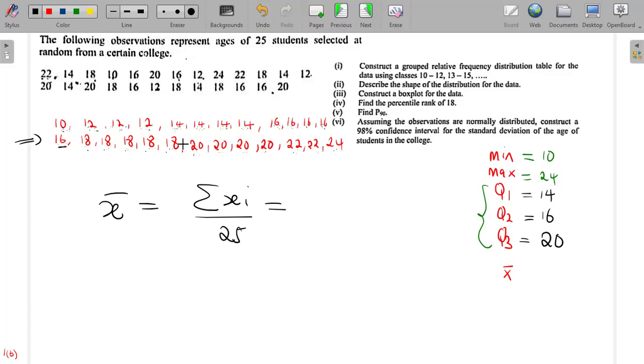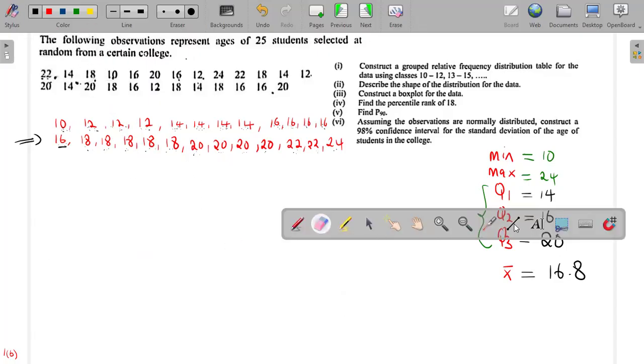Okay, and then I'm going to divide that by 25. So I find 420. Please confirm with your calculator. Then I divide by 25. I'm going to find 16.8. So this here is 16.8. That is my mean. Okay, so I have everything now that I need in order to find or construct this box plot.